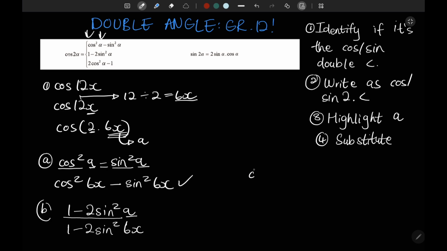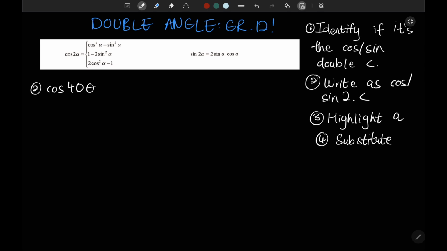Let's try option C. Option C is 2 cos squared alpha minus 1. To do so, you write 2 cos squared. What is your alpha? Your alpha is 6x. 6x minus 1. You now know how to solve that one. Let's move to the second example.